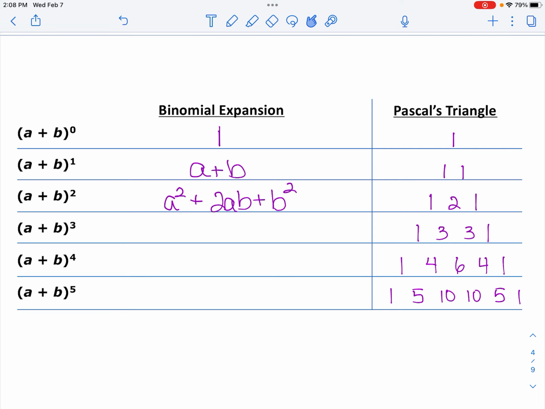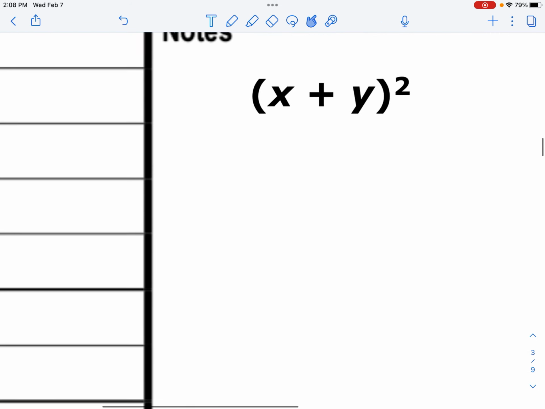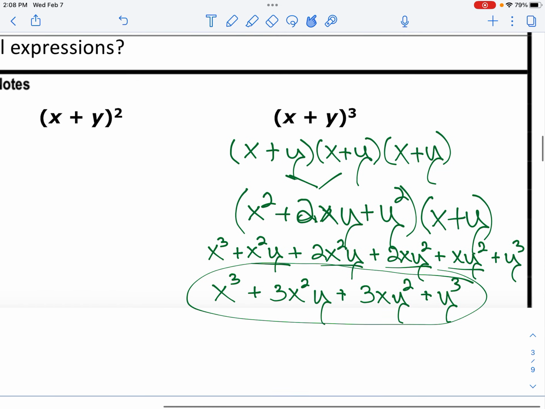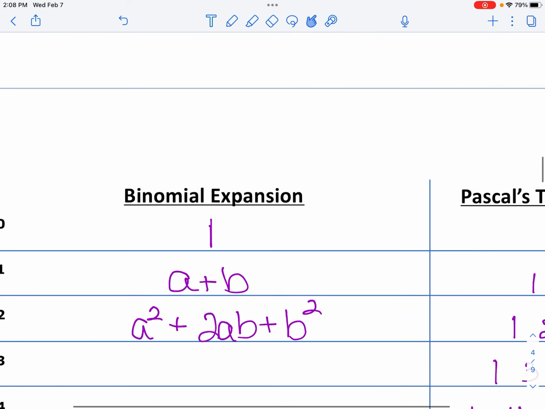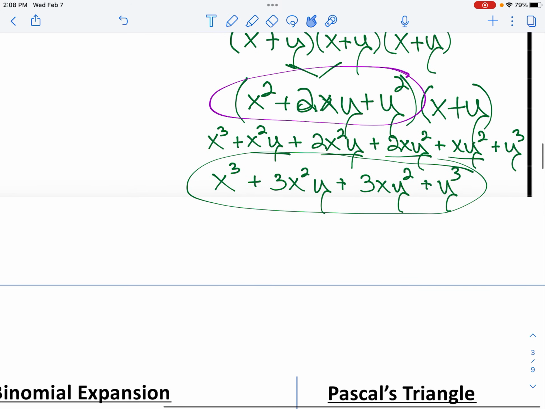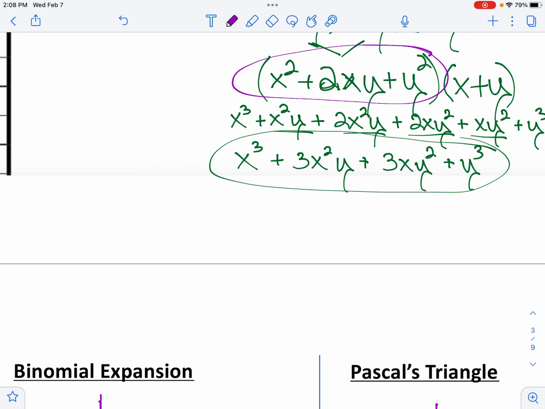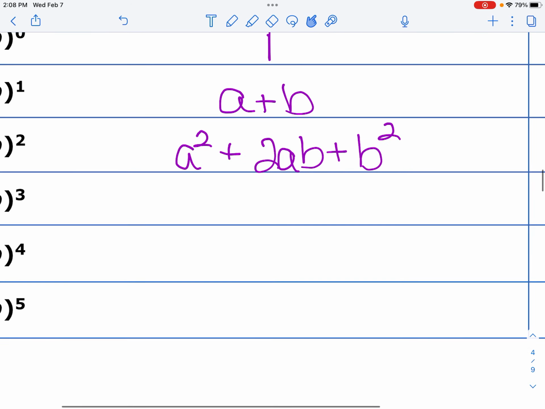How do I know that? Well, we just kind of did that up here. We did x plus y squared, and we got this answer right here, which you'll notice looks the same, just with x's and y's as what I just wrote here. Now we just did x plus y to the third power, and we got this thing right here. So now if I just copy that, but put in a and b instead, you'll see I have this.